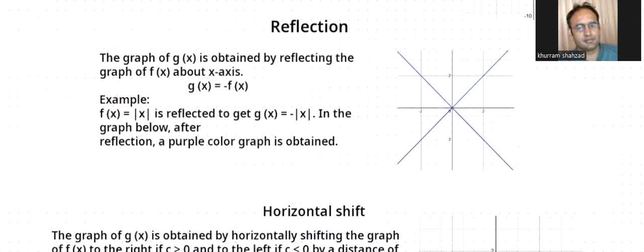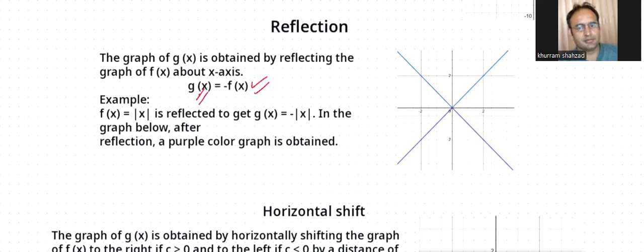Next is the reflection. Now, what is reflection? The graph of g of x can be obtained by reflecting the graph of f of x about the x-axis. So to reflect or flip any function, we multiply this function by the negative sign, and we get a new function, this g of x. Suppose the function f of x is equal to mod of x, or absolute value of x. This is reflected to get g of x equal to negative mod of x.